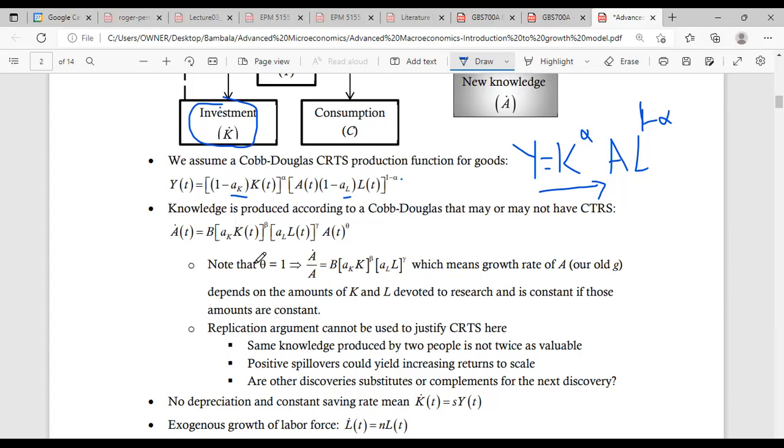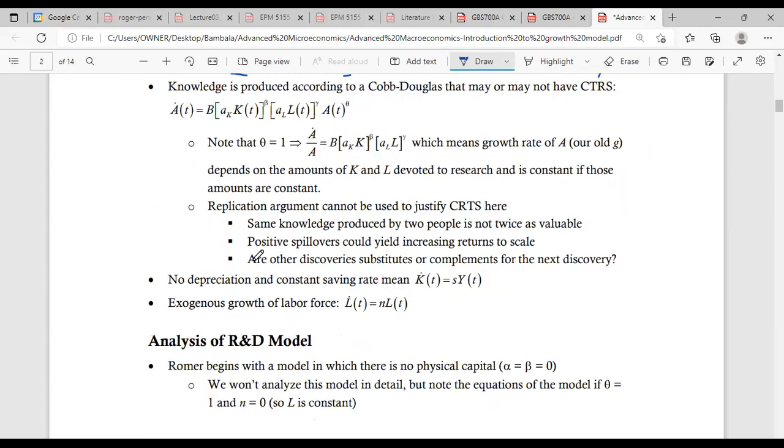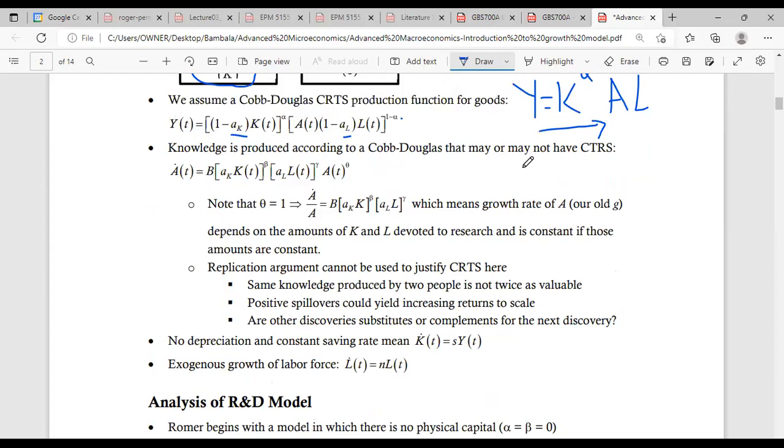Now, when we get to this section, what we've realized is that knowledge is produced according to Cobb-Douglas that may have constant returns to scale. Ideally, what we're trying to talk about when you say constant returns to scale is that for knowledge, if you use knowledge, there is no way that you're going to say that when I use knowledge, some of it is going to reduce. No, it doesn't. No wonder we have got this constant returns to scale. Please take note of that.